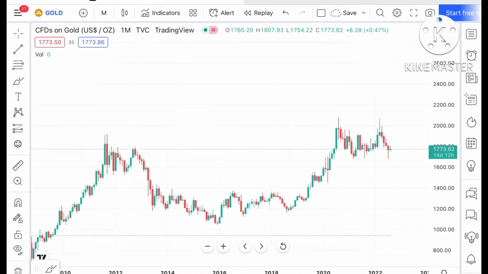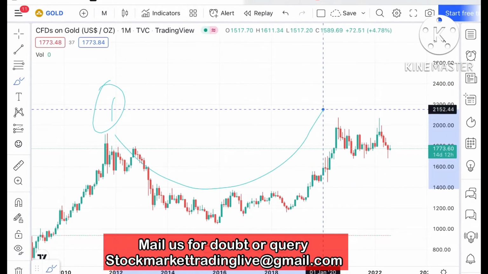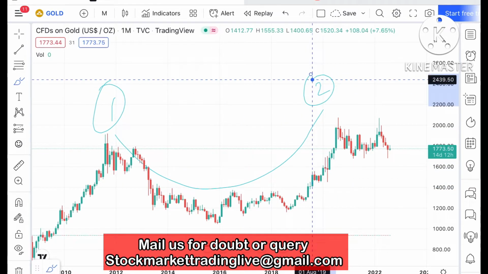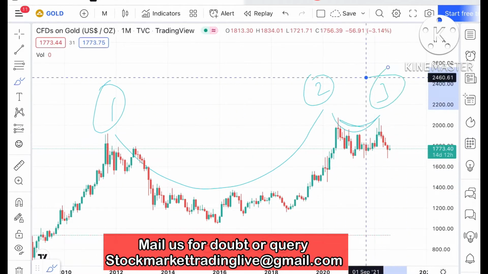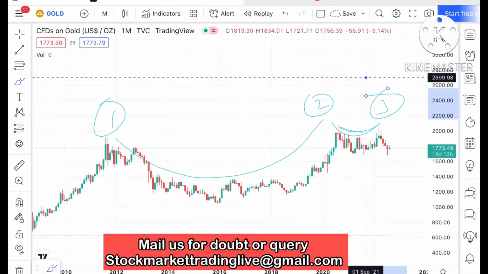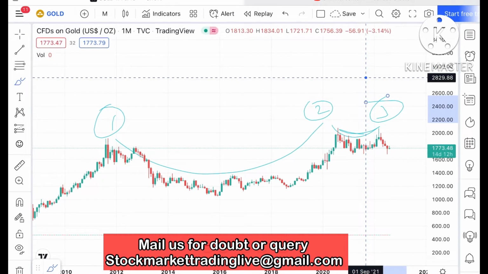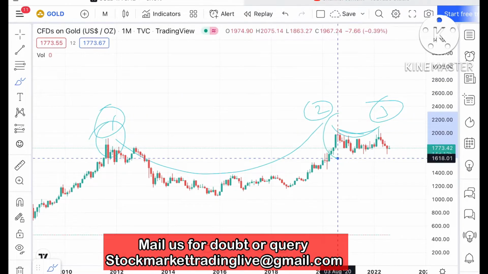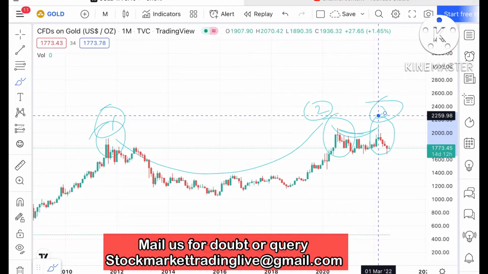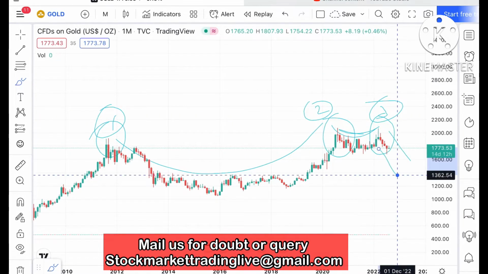If you look at this particular trend, I have already explained in my previous video that two patterns are forming. One pattern is this particular U pattern, and the second pattern is this one. It made a high at this level, this level and this level. After that we have seen a sharp fall.